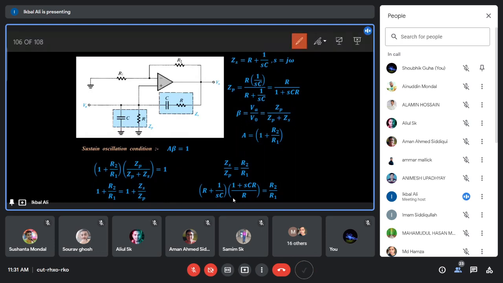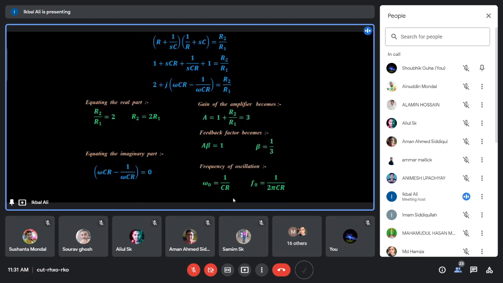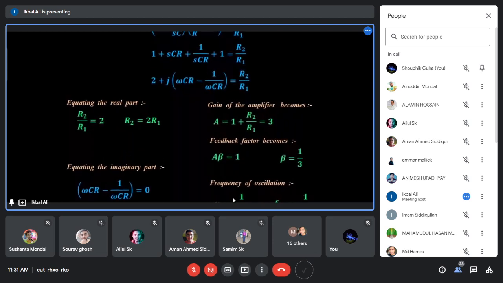Okay, can you understand that? This R + SC remains the same. You divide this by R, so 1/R + SCR/R, that means SC, equal to R2/R1. So you will get this one: (R + 1/SC)(1/R + SC) = R2/R1. So this is what you have got from that equation.